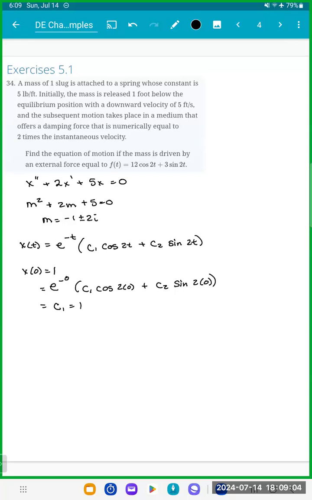Okay, do the same thing for plugging in our x prime of 0, and that is equal to 5. So that gives me 2c1 minus 1 is equal to 5. Therefore, c2, sorry, therefore c2 is equal to 3. So our overall function is going to be e to the negative t times cosine of 2t plus 3 sine of 2t.